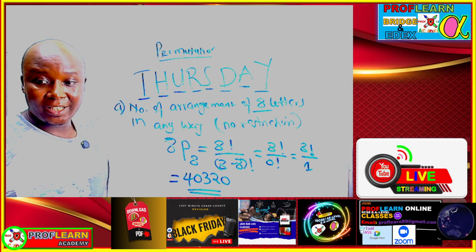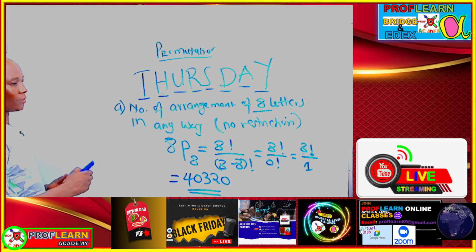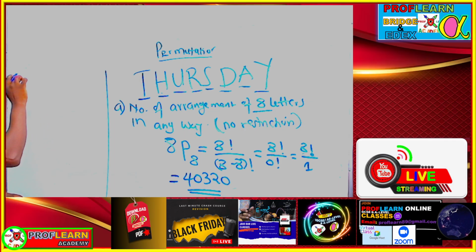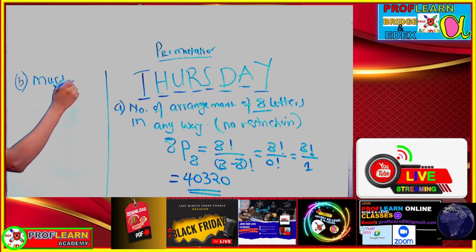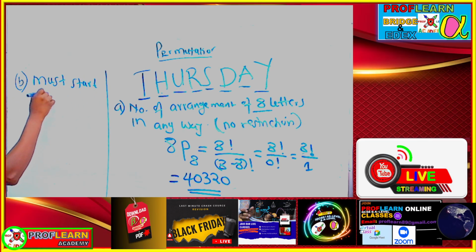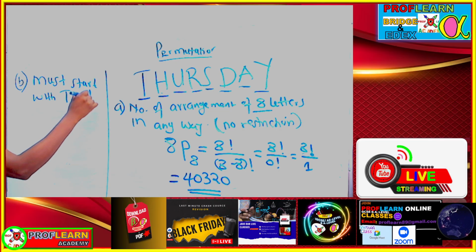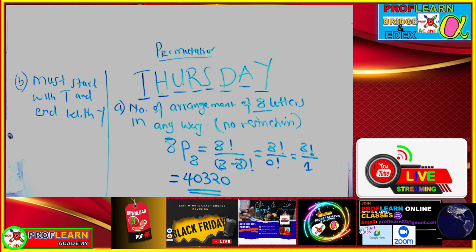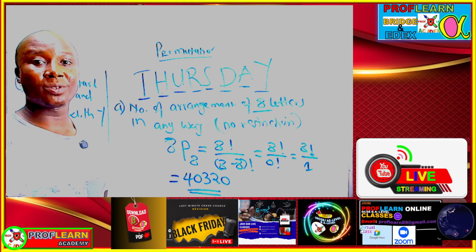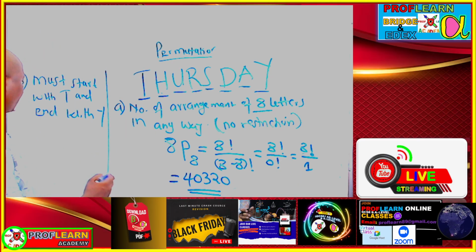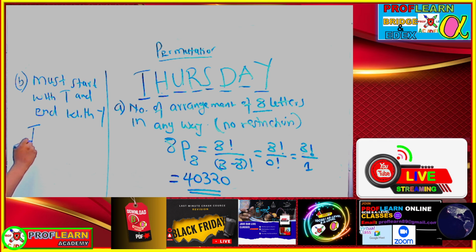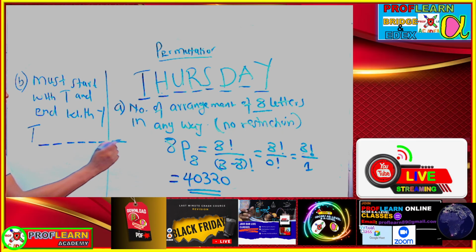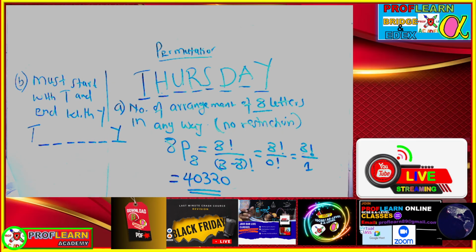Now, the next one is how many arrangements you will have with conditions, with restriction. With restriction, it must start with T and end with Y. So how many arrangements are you going to have? This is going to be T starting, 1, 2, 3, 4, 5, 6, 7, and the last must be Y.